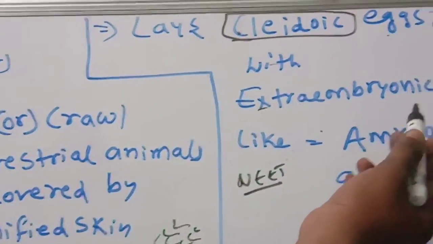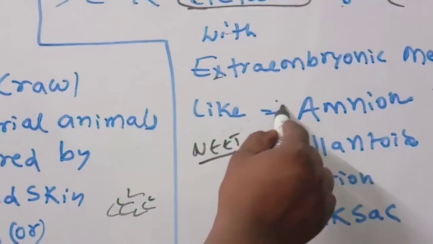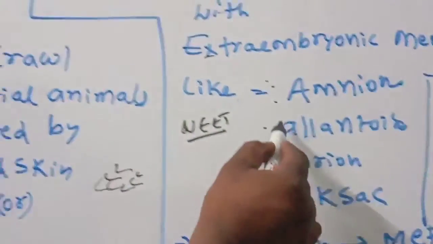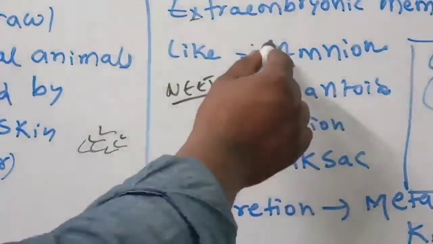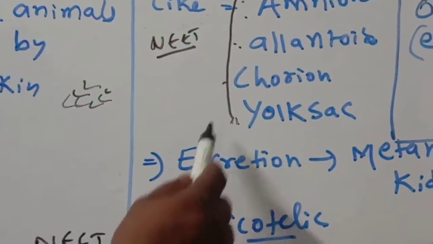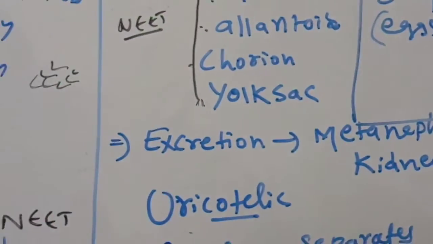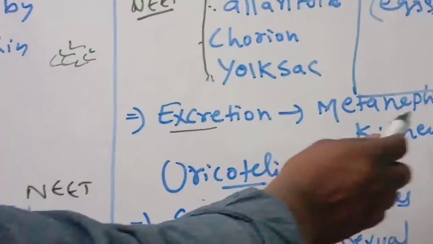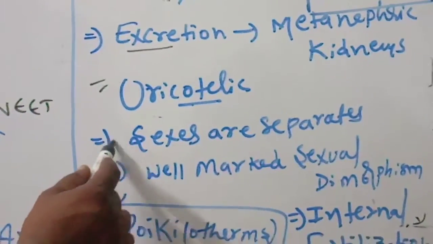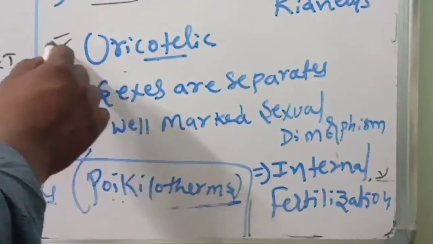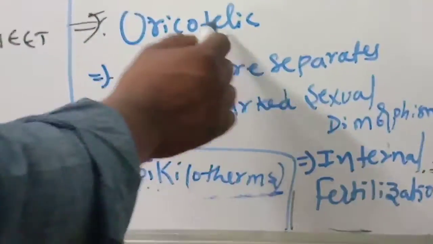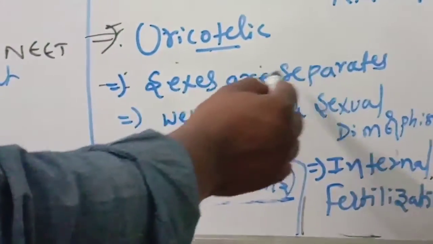What are the extra-embryonic membranes present in reptile eggs? Amnion, allantois, chorion, yolk sac. These extra membranes will be present in the eggs, that's why they are called extra-embryonic membranes. The excretion is through metanephric kidneys. The uricotelic secretes uric acid. Sexes are separate, male and female.